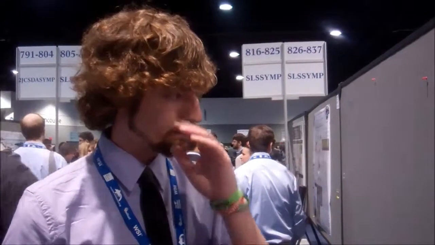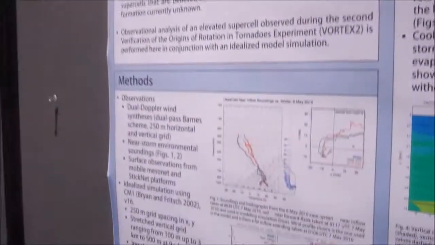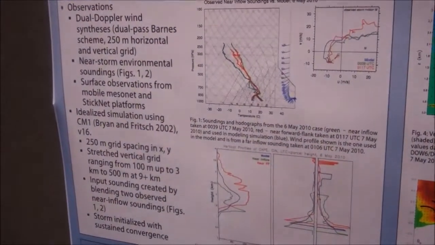These storms are not very well documented either. There are very few data sets. This data set we have from VORTEX2 is actually one of the highest density data sets known to date. So what we did is we took observations from that VORTEX2 case. We have mobile Doppler radar, sticknet, and mobile mesonet observations at the surface. We looked at all this data and also created a model sounding from the observed soundings from that day to try and learn more about the processes of an elevated supercell, as they're not well known.